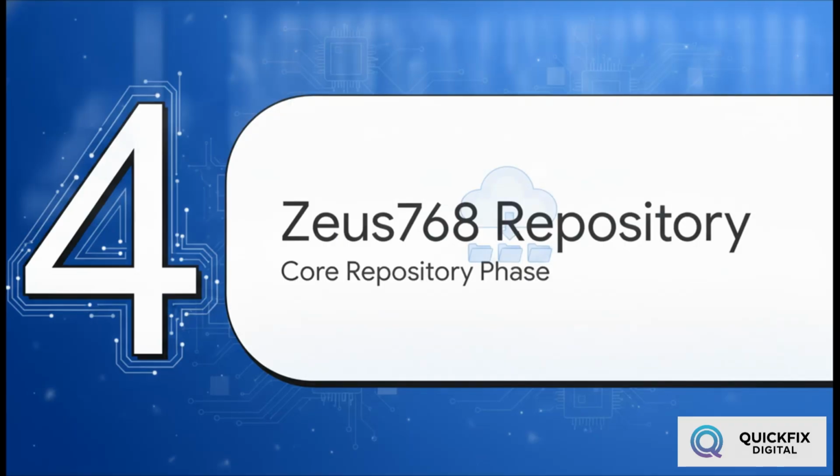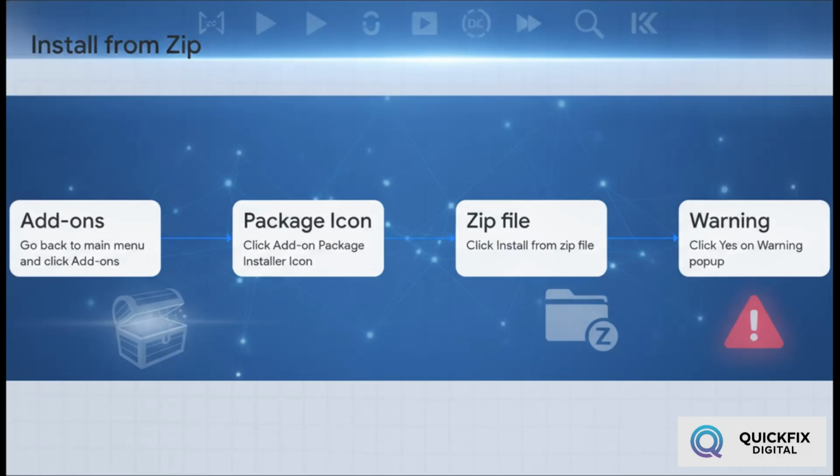Section 4. Installing Zeus 768 repository, our core repository phase. All right, with that source successfully added, back out to your main menu and click Add-ons. Open the package installer icon, that's the little open box at the top left, and select Install from Zip File. You're probably going to get a warning pop-up here. Just click Yes. Keep in mind your system does require unknown sources to be enabled for this to work, since we are bringing in outside files.